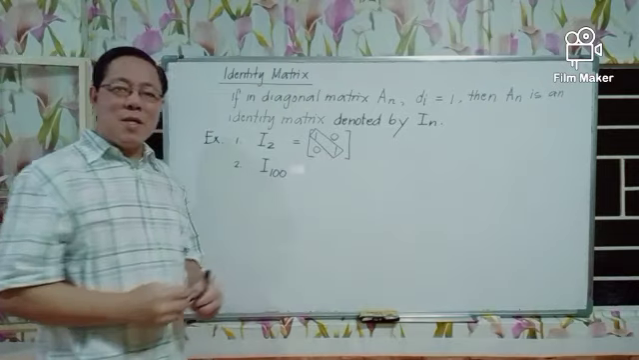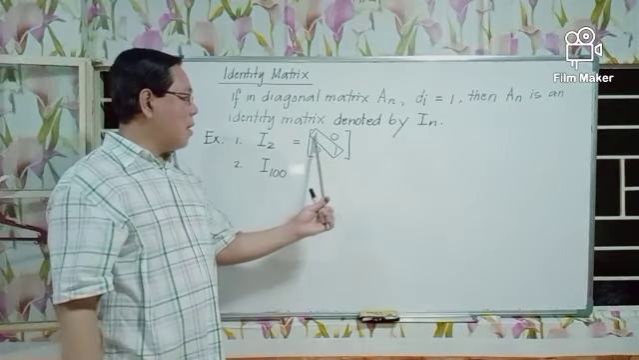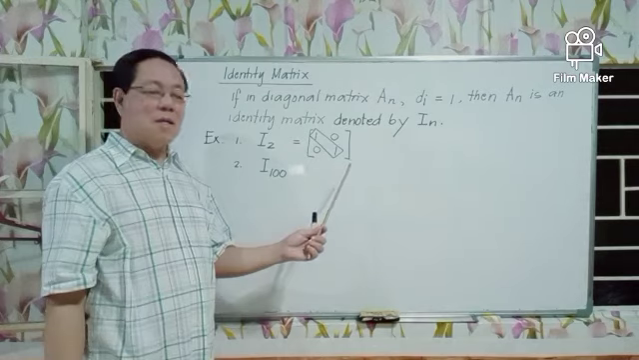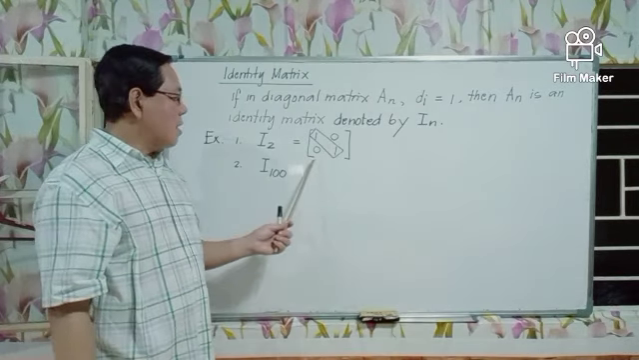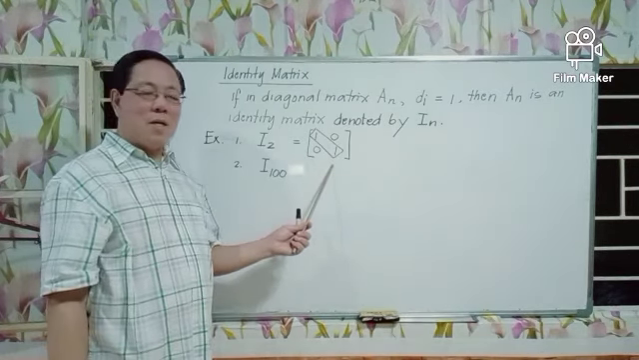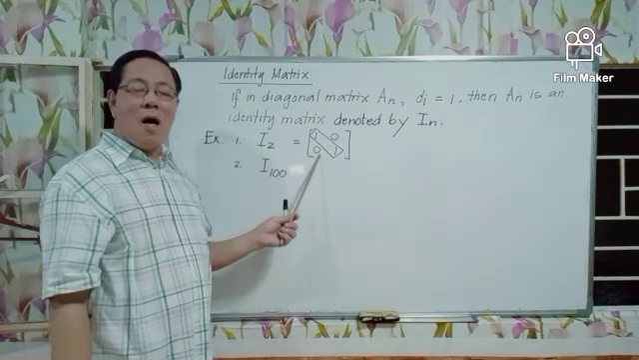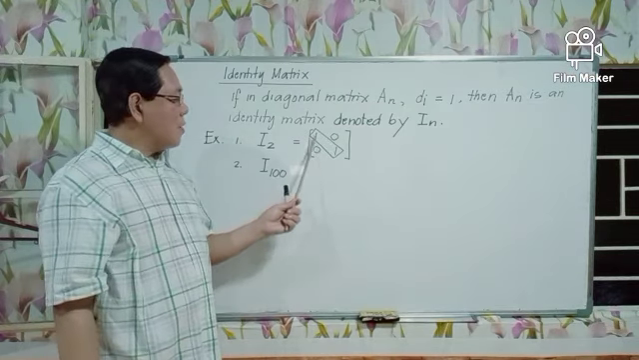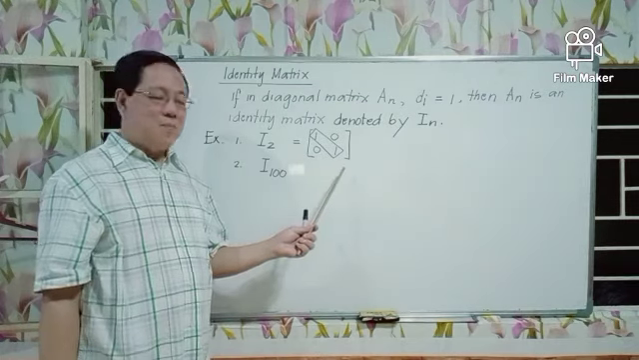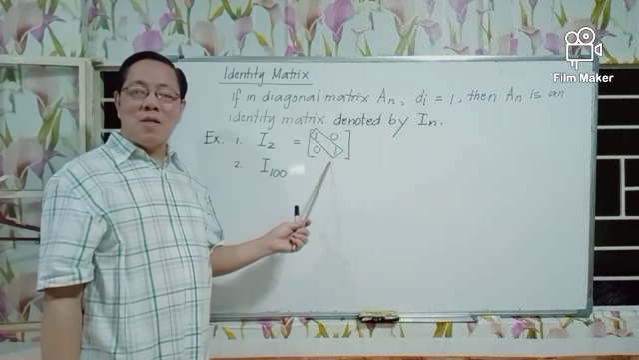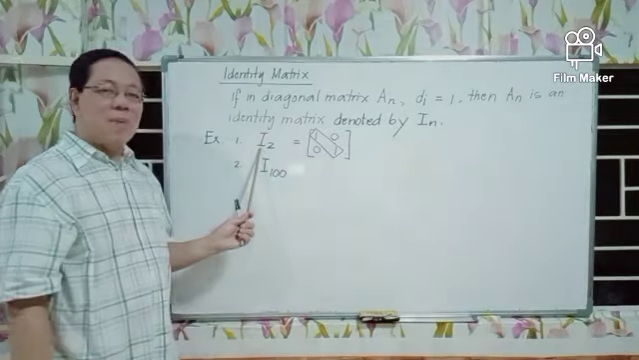And the non-diagonal entries, the entries above and below the diagonal entries, are 0. And you can see that this is a square matrix. The non-diagonal entries are 0, and all the diagonal entries are 1. Therefore, this square 2 by 2 matrix is an identity matrix.